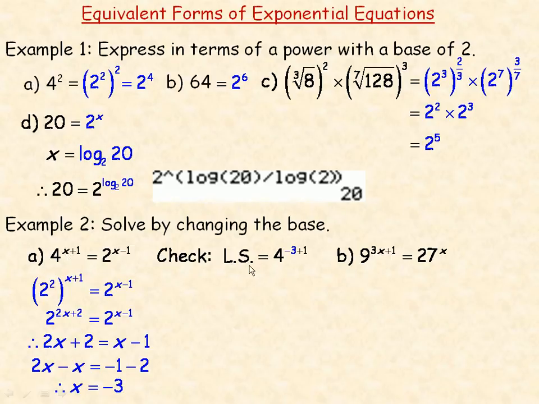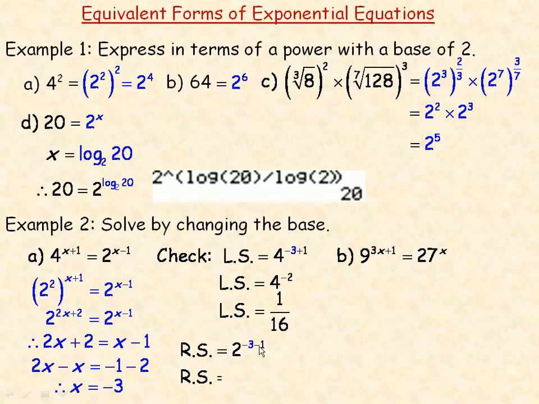And so my check would look like this. I'm going to substitute negative 3 in place of x on the left. Remember, LS stands for left side. I'm going to verify that this works out to the same as what's on the right side. Now in the exponent, negative 3 plus 1 is negative 2. So I have 4 to the negative 2. That's the same as 1 over 4 squared, which is 1 over 16. So the left side value is 1 over 16. I'll do the same thing on the right side, putting negative 3 in place of x here. Negative 3 minus 1 is negative 4. So I have 2 to the negative 4, which is the same as 1 over 2 to the 4th, and 2 to the 4th is 16. So I get the same thing. The left side and right side both work out the same. So that checks. That assures us that the answer is correct.